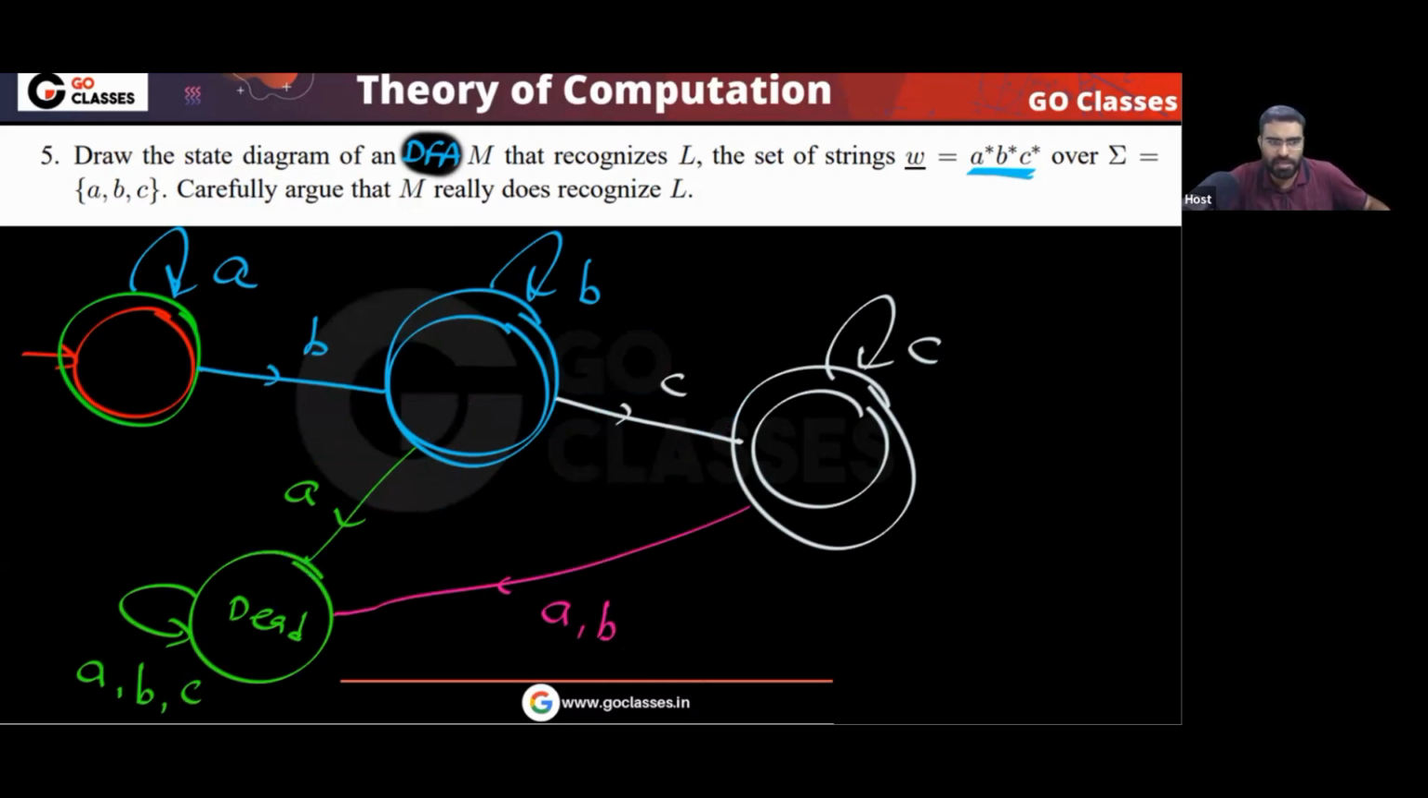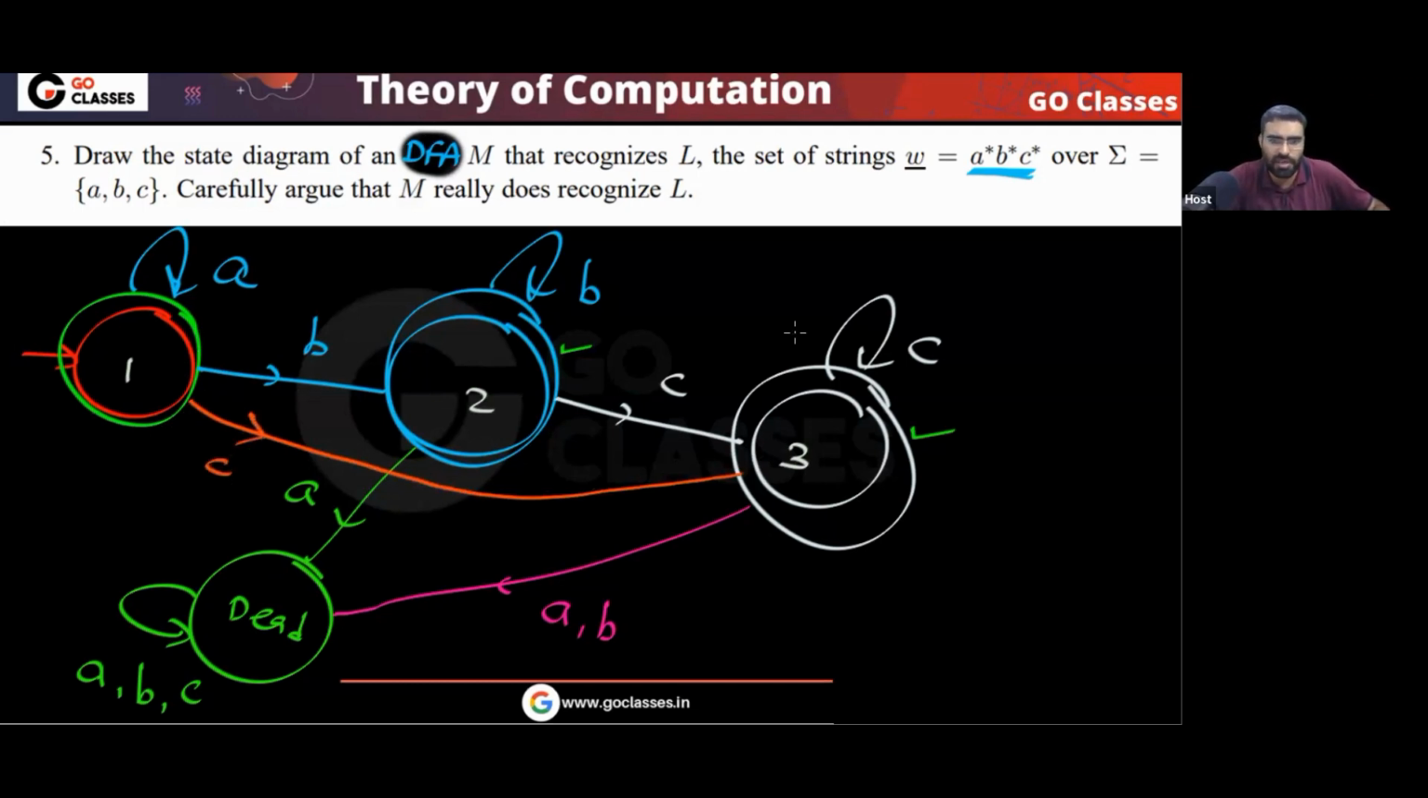Is this a DFA? This is not a DFA. See, this state is over, but this state is not over. In the initial state, if C comes, where should I go? I should go to state number 3. Yes or no? Correct. So in this state, if C comes, I should go to state number 3. So this transition I have to make.